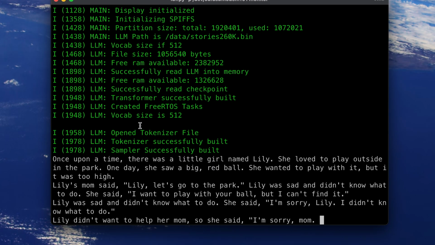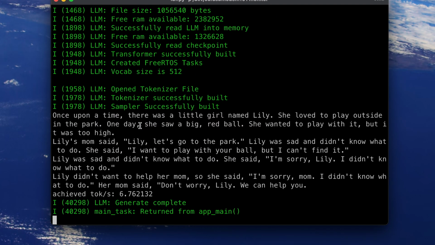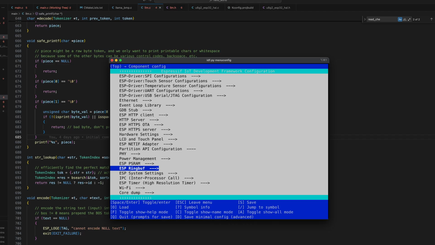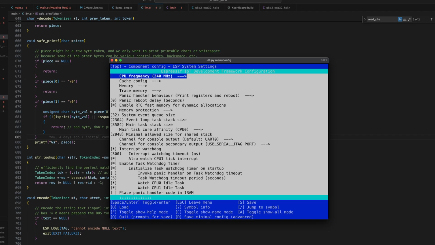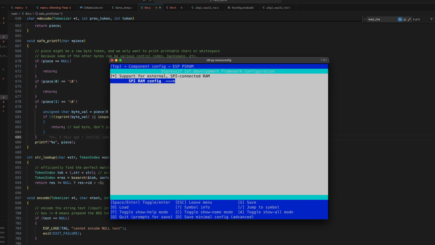At this point, the model was running, but it was slow, and I mean really slow. So I wanted to see how much I could speed it up. First, I went into the ESP menu config and cranked up the CPU and PSRAM to their max speeds, 240 MHz and 80 MHz respectively.